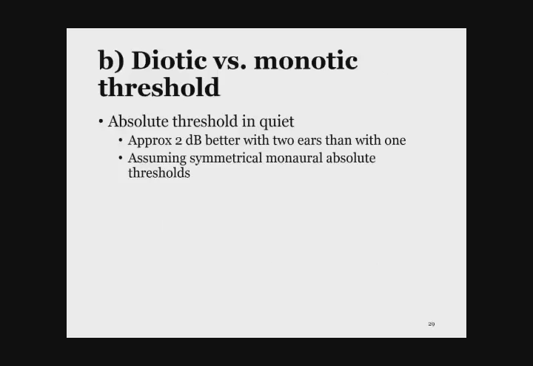Well, there's two ways of measuring it by definition. And they're called, there's industrial norms now that I've explained to you, two DINs, industrial norms, for absolute thresholds in quiet. And first thing you need to also appreciate, if you listen with two ears, you get better than with one ear.